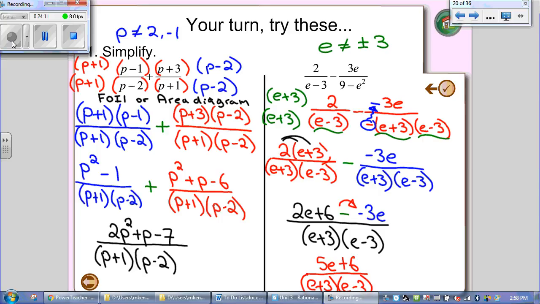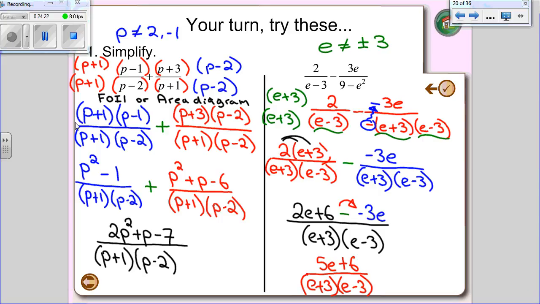Then you had p plus 1, p minus 1 on the left side. And you had p plus 3, p minus 2 on the right side. You need to multiply those things together separately. So I said FOIL or do an area diagram, whichever one you prefer. Remember I've said bring scrap paper for this unit. It helps to just be able to nicely factor or nicely multiply on the side somewhere else and then keep your work all organized. It's hard sometimes to do it in the middle of the question and keep it looking good.